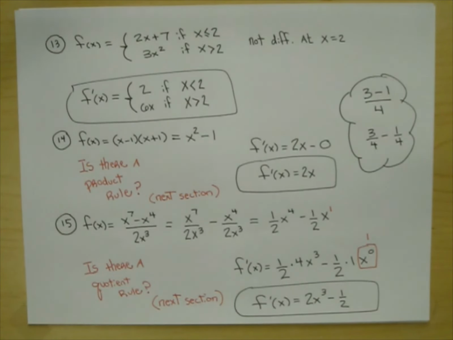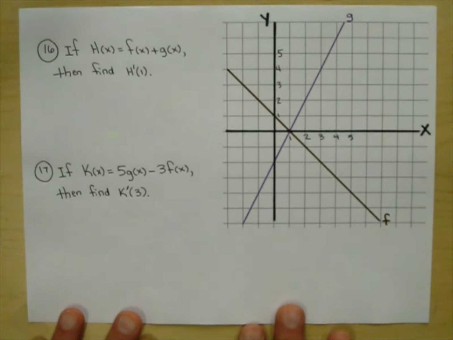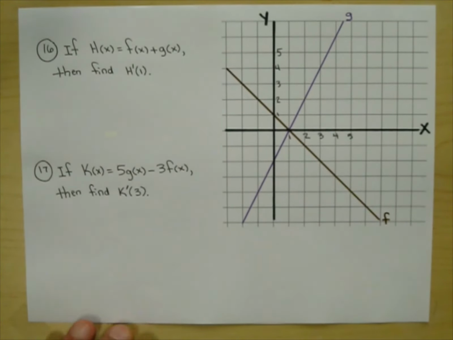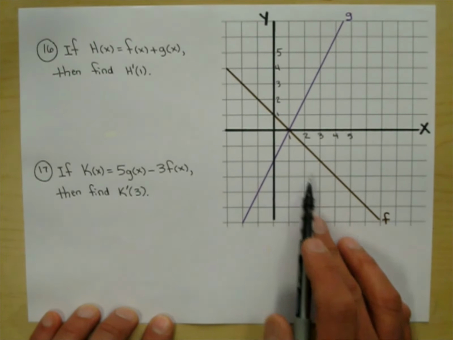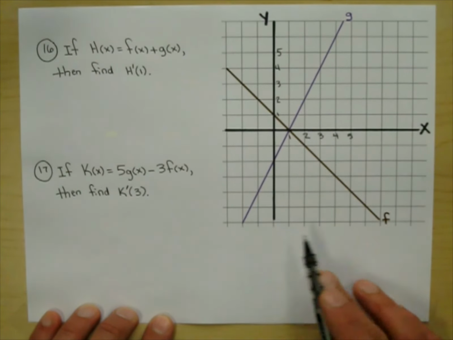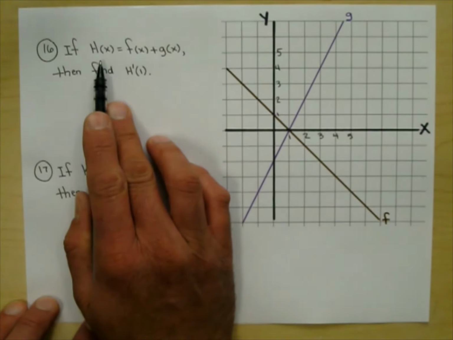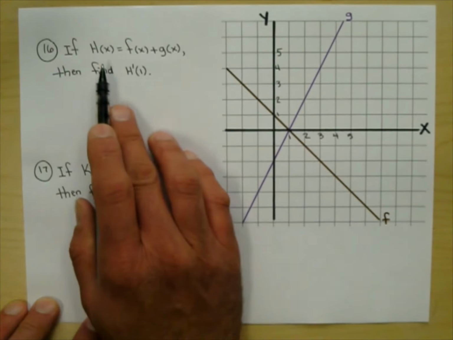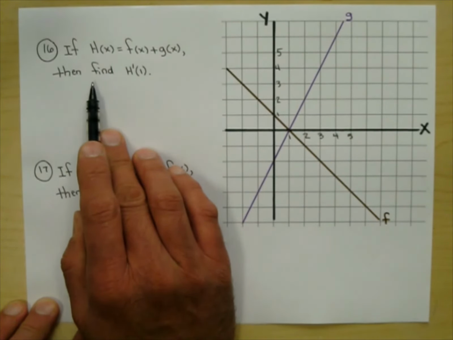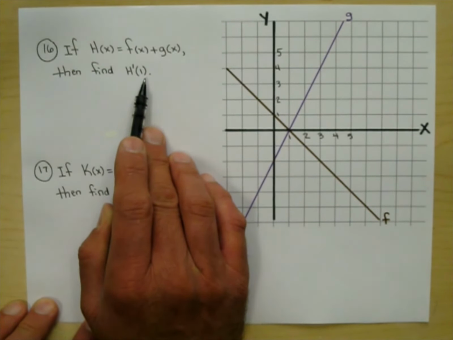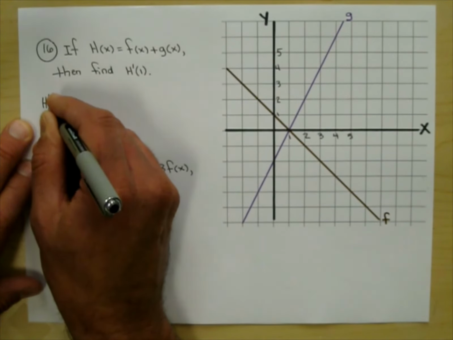Let's go ahead and do some other ones. You're going to see some weird problems like the following problems in your homework. Problem number 16 and 17 use this graph here. Well, actually it's a graph of two functions. Here's f, which is a line. Here's g, which is another line. And then they have this. It says if capital H, which is not on the graph, equals f plus g, then find h prime 1.